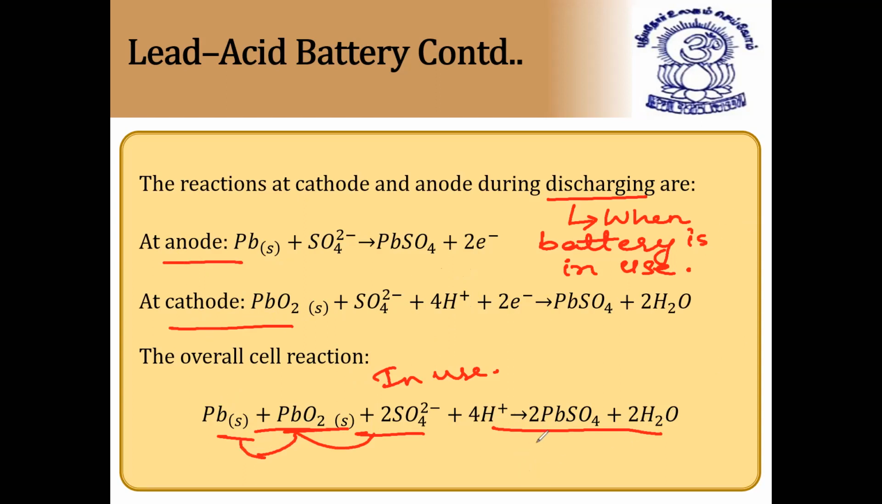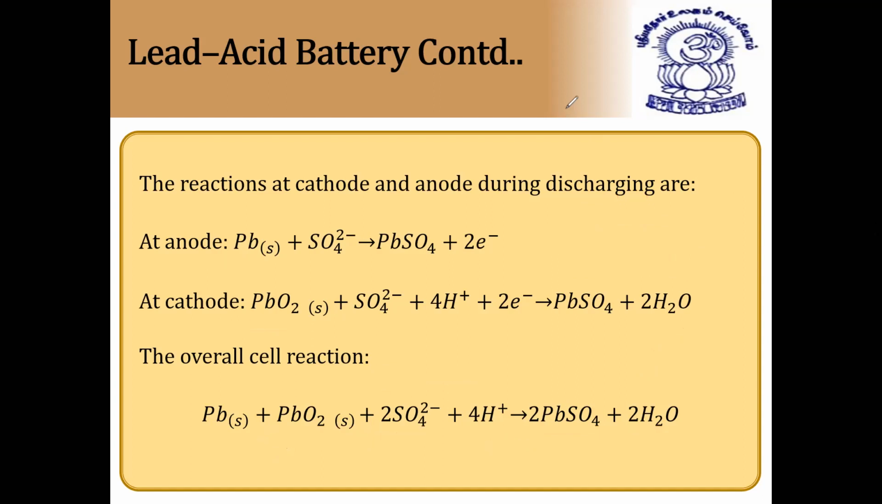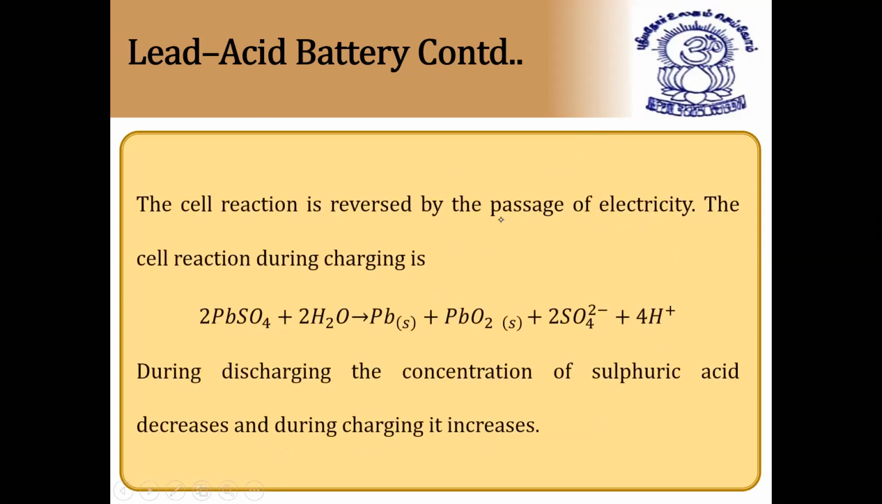When the battery is not in use, what happens? The reverse reaction takes place. Means what? Again, sulfuric acid and lead dioxide will be formed. So the same reaction, lead sulfate and water change to lead dioxide and lead. So you can see that in the next slide. So the cell reaction is reversed by the passage of electricity. That is the cell reaction during charging, when the battery is not in use. You can use this reaction: lead sulfate giving rise again to sulfuric acid, lead and lead dioxide.